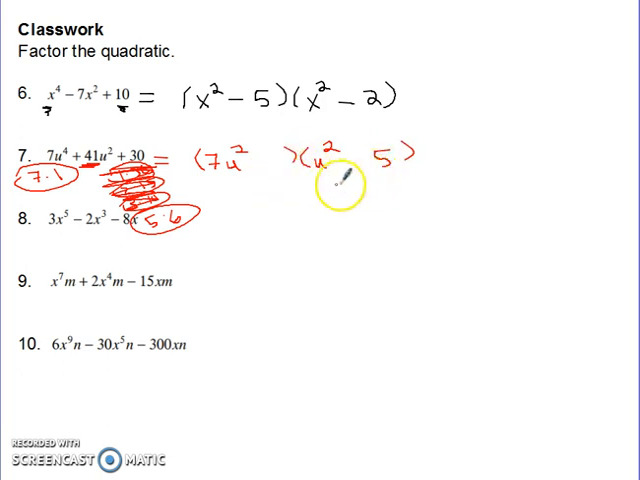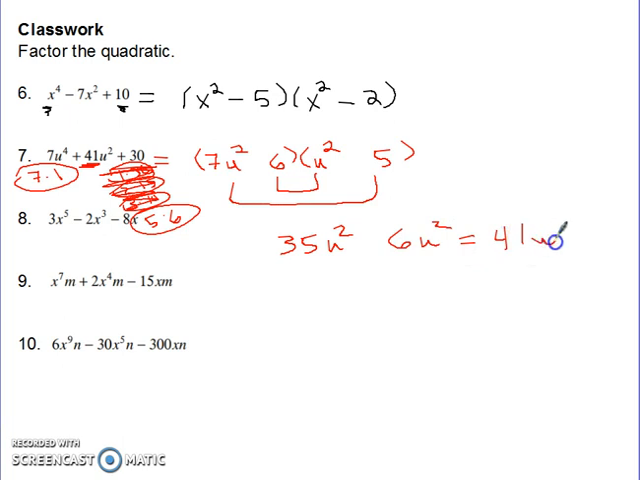I'm going to put the 5 here and the 6 here because remember the outer 2 and the inner 2 should combine to give us the middle term. These both need to be plus. And so we need a plus 6 to get a plus u to the second. We need a plus 35u to the second, so we need a plus 5.